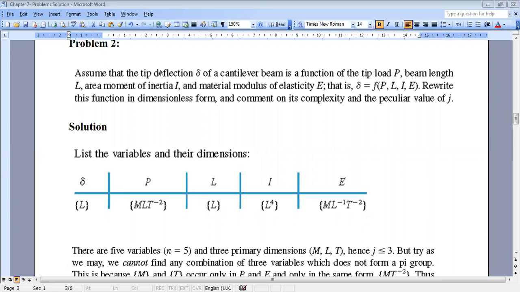So you select 2 independent variables. They cannot form a group. Okay, and after you do this, you take these 2 variables, or the J variables, with the remaining variables to form the groups. And always the number of groups is n minus J.